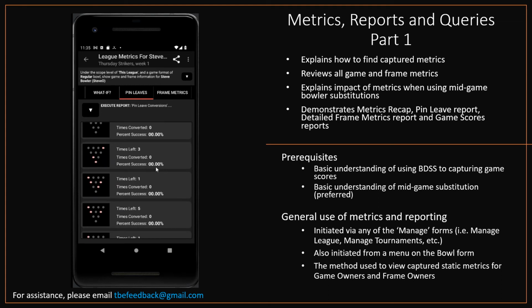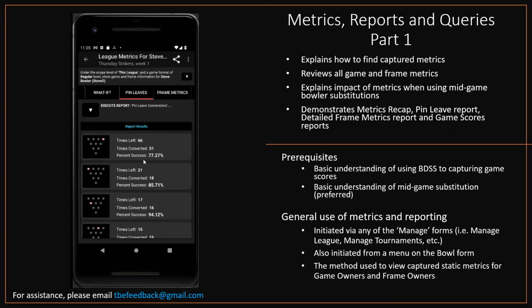You can sort ascending or descending by times left as well. In this case, I'll do that one descending. And you can see the 10 pin was left the most times, 66 times left. It was converted 77 times. Next was the 7 pin, and so on.